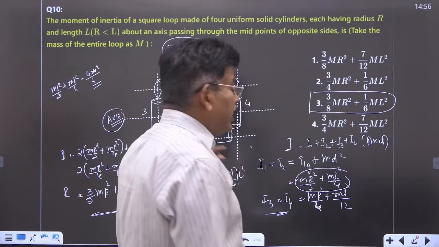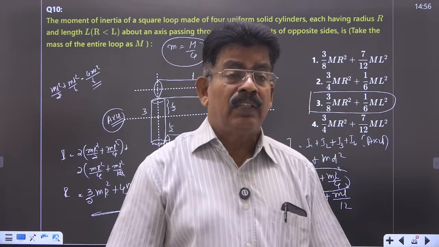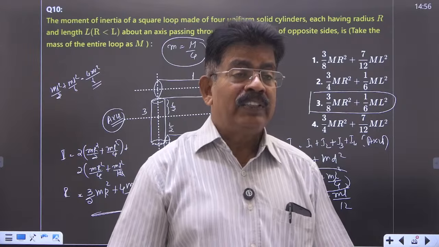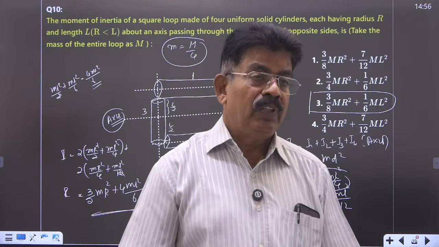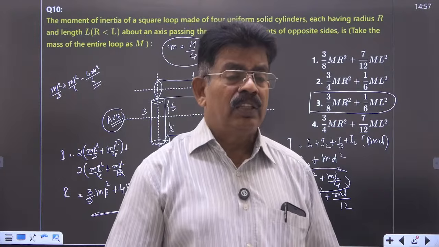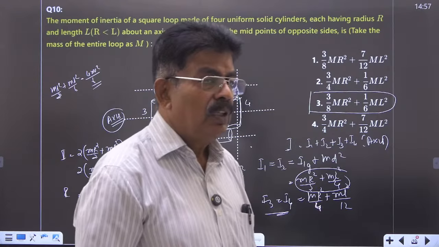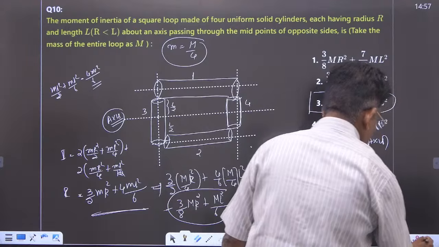But I3 and I4 rotate about an axis passing through the center. We have a ready-made formula for that: MR squared by 4 plus ML squared by 12. Then we added all the 4. Then last we made a change: instead of capital M, small m, we write capital M by 4. You got the correct answer. We go to the next question.